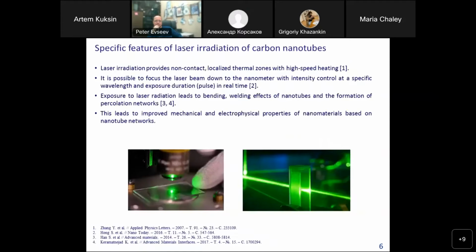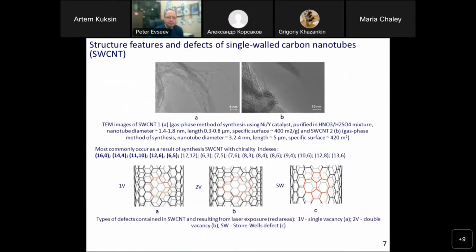Currently, laser radiation is widely used to synthesize nanomaterials, including carbon nanotubes, because laser irradiation provides non-contact localized thermal zones with high-speed heating. This leads to improved mechanical and electrophysical properties of nanomaterials based on nanotube networks. The surface of carbon nanotubes contains multiple defects. Defects are formed as a result of the nanotube synthesis. Most often there are these types of defects: one vacancy of carbon atoms, two vacancies, and Stone-Wales defects and their combinations.